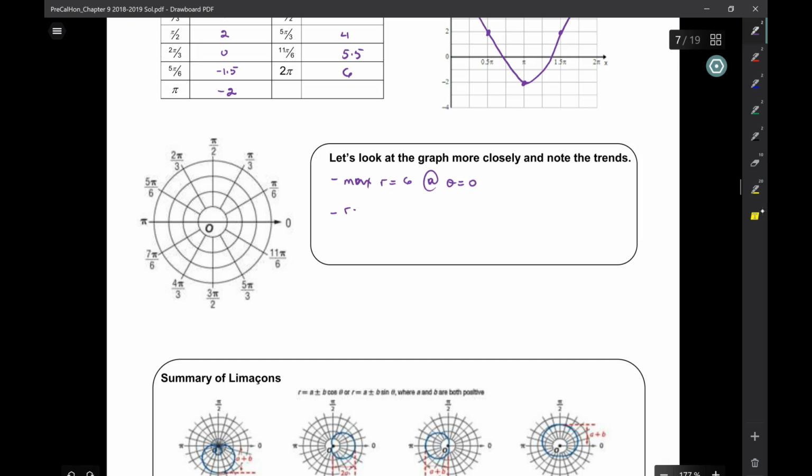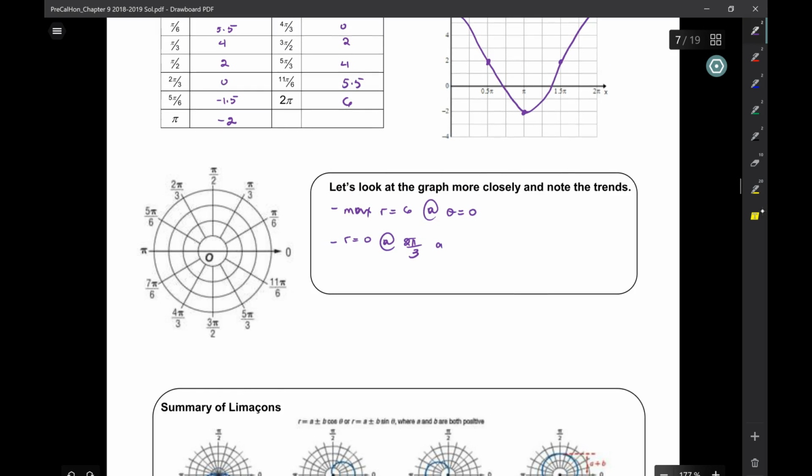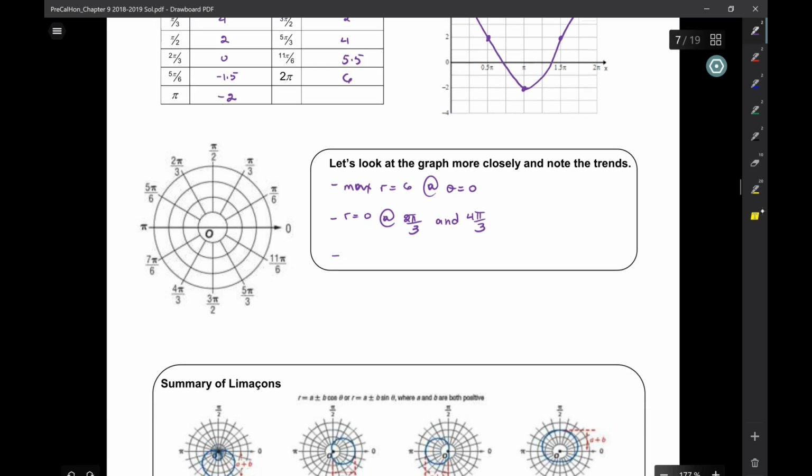So r equals 0. The radius is 0 at where? 2 pi over 3 and where else? 4 pi over 3, right? So at those pi over 3's, the radius is 0. As theta approaches pi, r is less than 0. So where is the region where it's less than 0? Between 2 pi over 3 and 4 pi over 3. So r is less than 0 from 2 pi over 3 to 4 pi over 3.